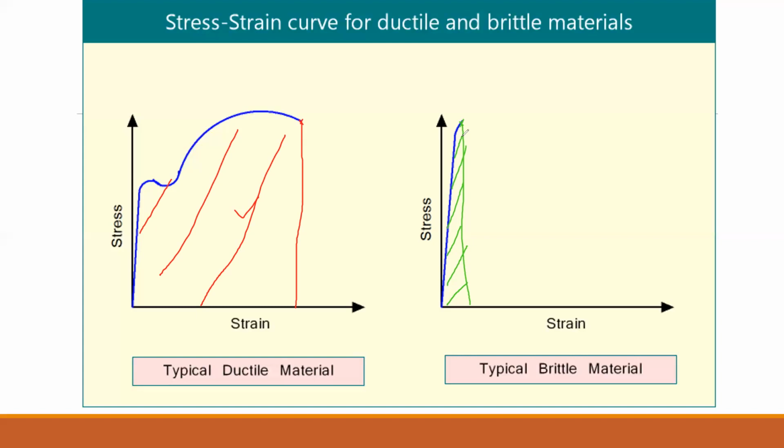So there is no plastic deformation. If plastic deformation has to happen, it requires energy. That's what happens in ductile material: it absorbs more energy for plastic deformation, and the brittle material absorbs less energy, and there is no plastic deformation.